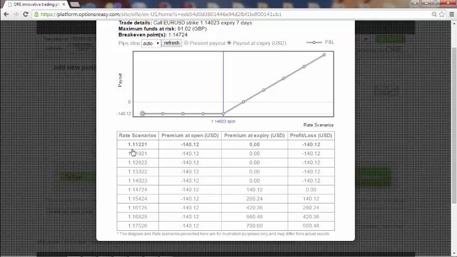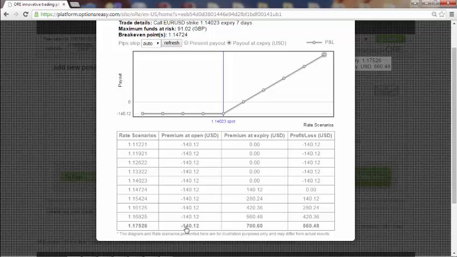The first column gives a range of market rates. The second is the amount you pay for the option, in this case $140. The third column gives you the premium of the option's value, the option's payout at expiry, so in 7 days' time. And again, you can see that as the market rate rises, the payout of the option rises. So at 1.1752, the option's going to pay out $700.